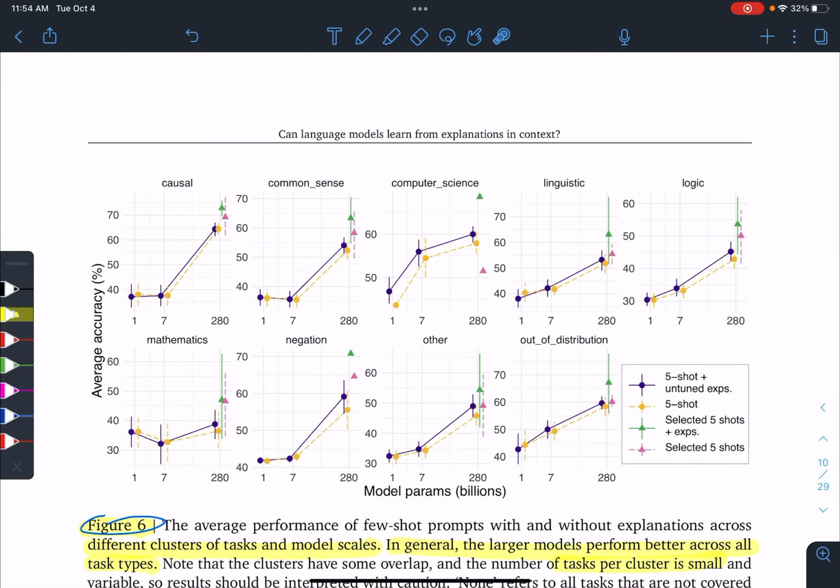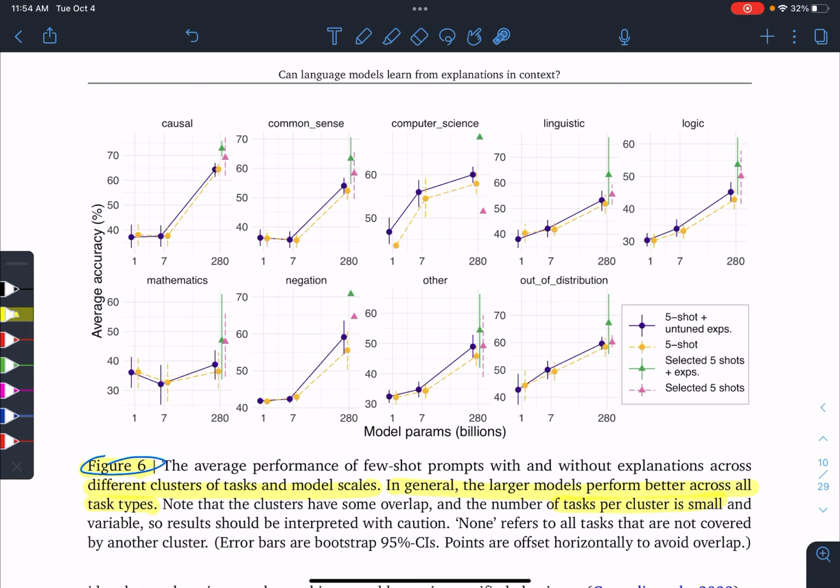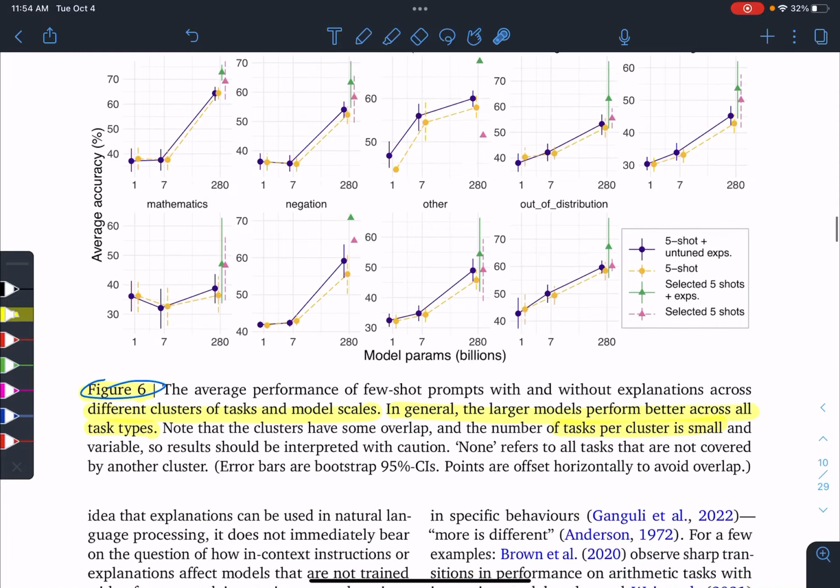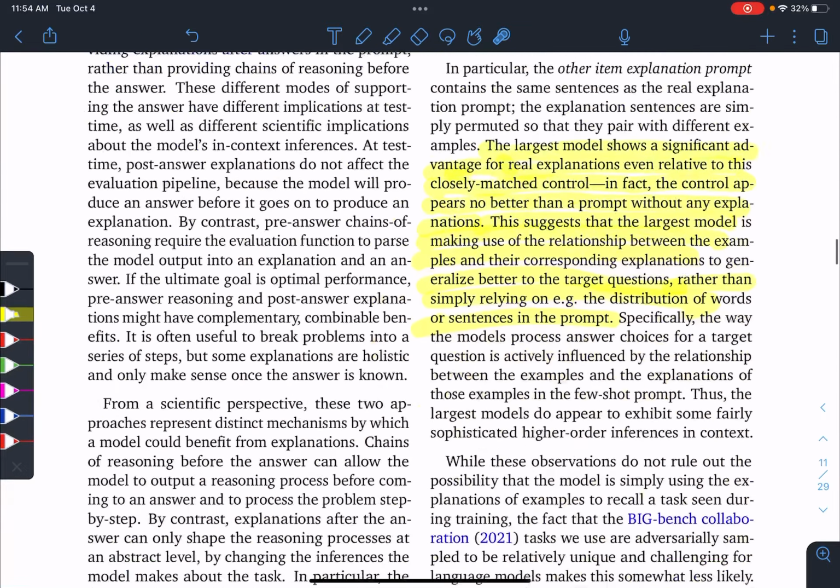They also have analysis across different domains. They have the same plots, and most of them show a similar format, having no difference in the small models and some difference in the bigger models. There are some exceptions, like computer science. There are also some exceptions where it actually decreases, which is strange. Yeah, so that's the overall analysis.